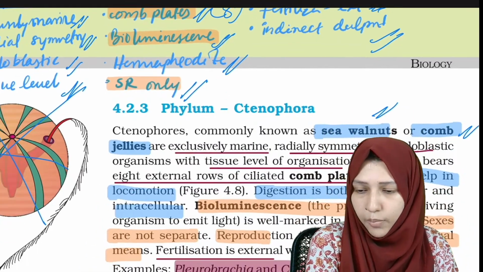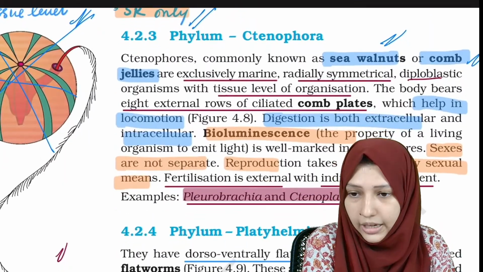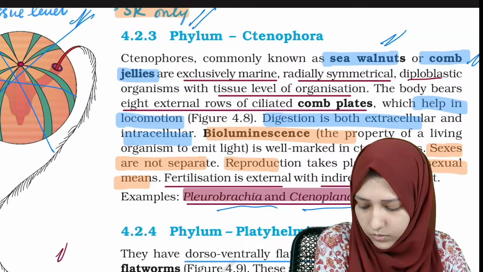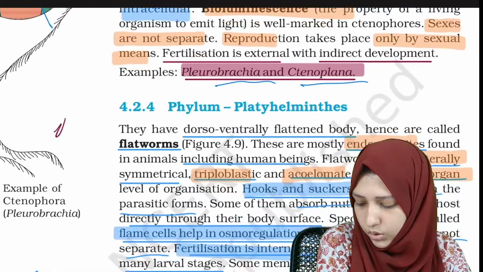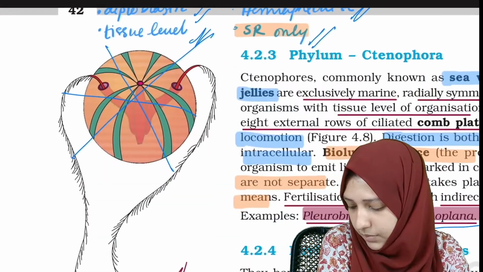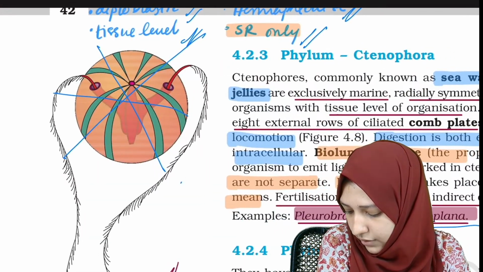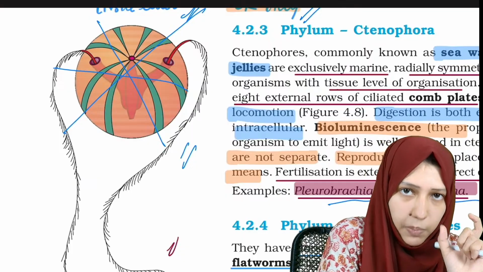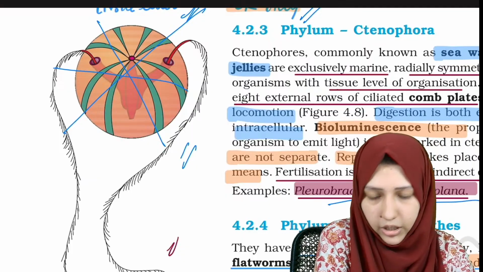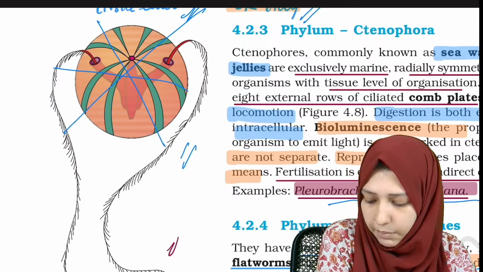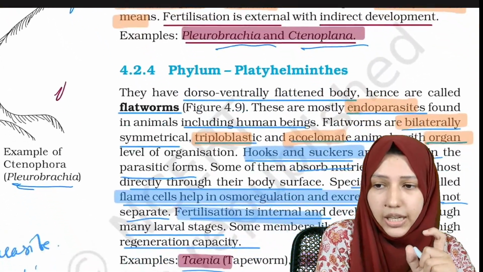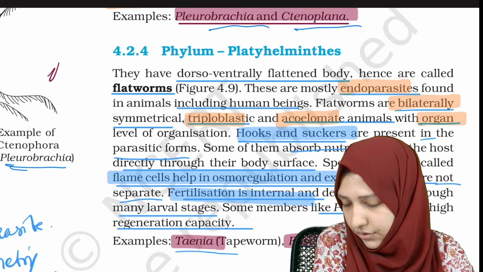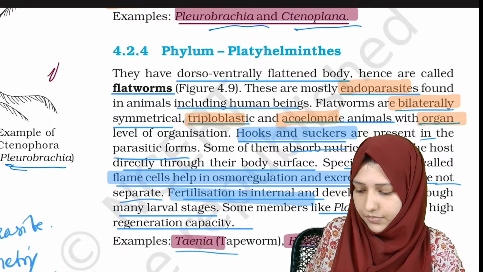What are the examples? Examples are Pleurobrachia and Ctenoplana. Clear? Now, what is this organism? This organism is Ctenophora, which is known as Pleurobrachia. Just remember the pictures also, because pictures are also important in your NEET. Now coming into the next phylum. Which is the next phylum? Next phylum is phylum Platyhelminthes. Now let us see the features of Platyhelminthes.